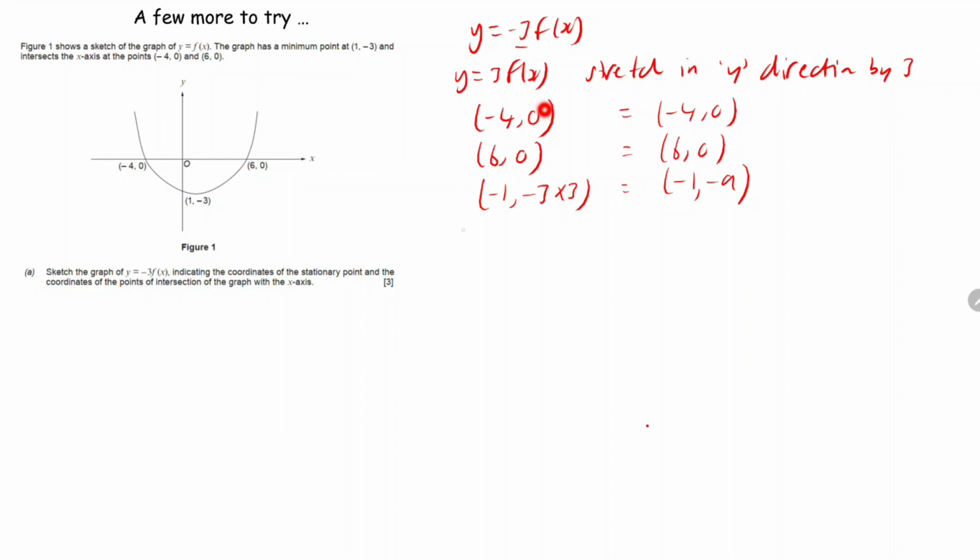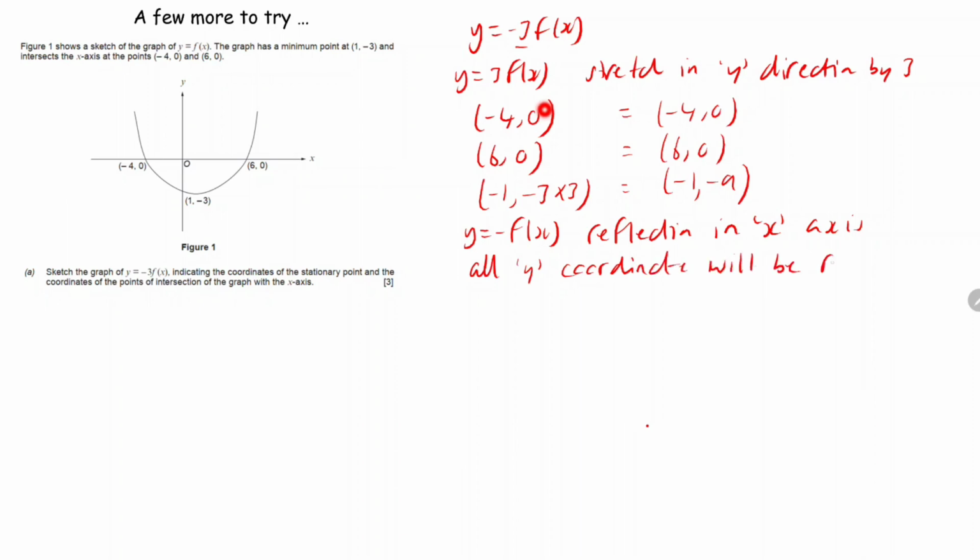The next thing to deal with now is this minus transformation. Y equals minus f of x. This is a reflection in the x-axis. So what does that mean? All y coordinates will be reflected.